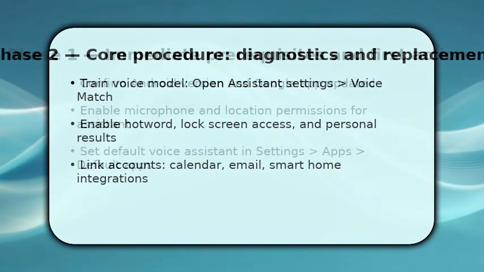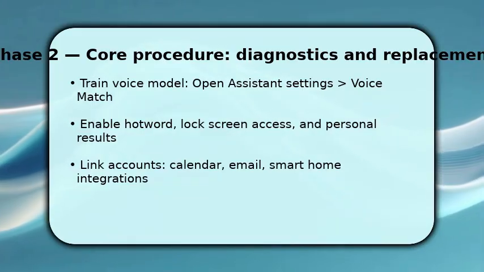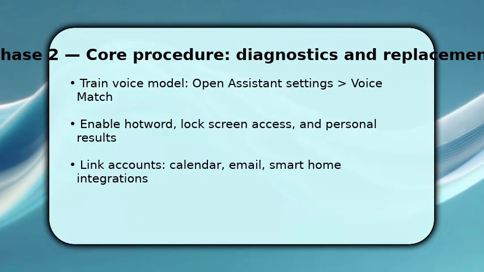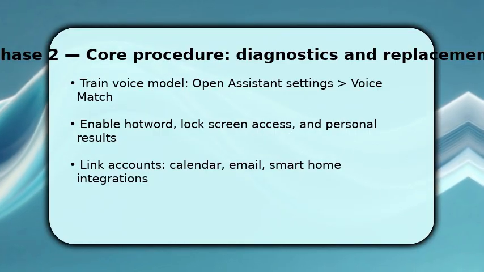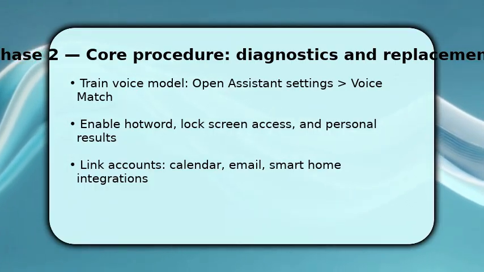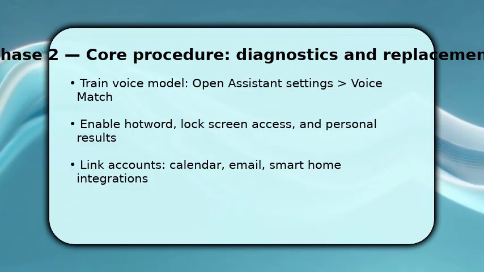You now customize how the assistant recognizes and responds to you. Go into Assistant Settings and complete voice match training so the hot word works accurately. This reduces false activations. Then enable lock screen access and personal results if you want calendar and messages read aloud.